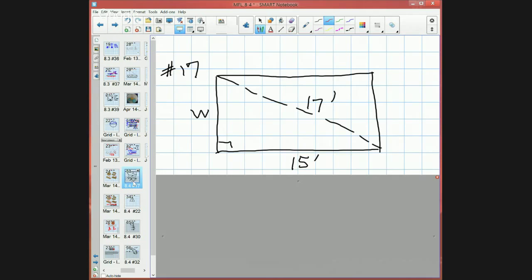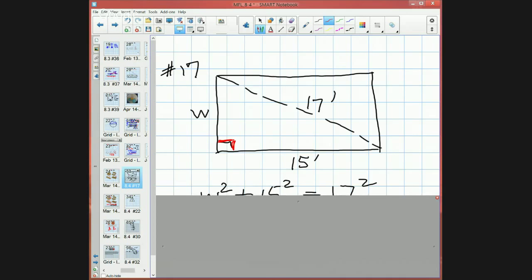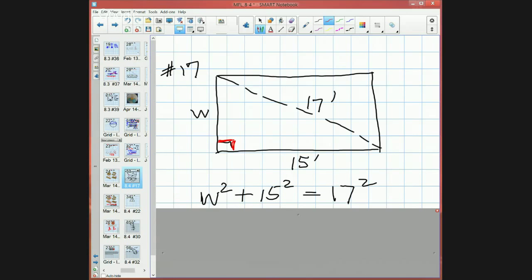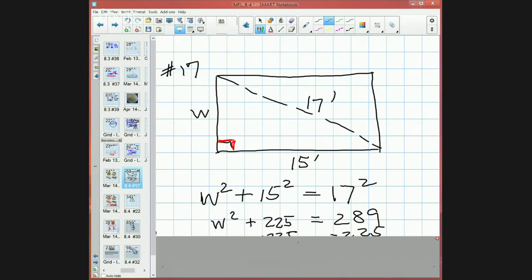And what's the key to our answer here? Because it is a right angle here, we have a right triangle, and so we can and need to use the Pythagorean theorem. So one leg, W squared, plus the other leg, remember the legs are the 2 things that make the right angle, the other leg, 15 squared, equals the hypotenuse, that long side, 17 squared. And then you just got some arithmetic. 15 squared is 225. 17 squared is 289.